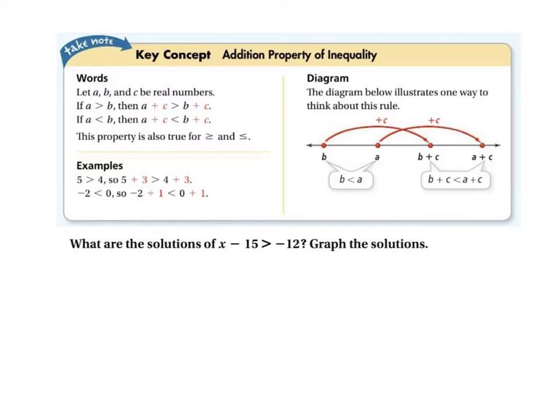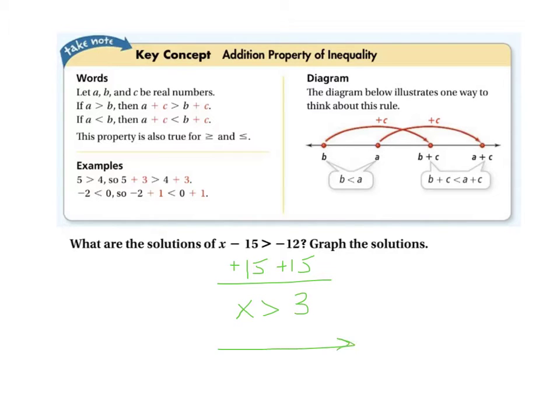So how would I start this inequality where I'm actually solving for X? Here we have X minus 15 is greater than negative 12. We're going to reverse what was done to our variable, so we're going to add 15 to each side. Please forgive me, I'm using one of my less high-quality styluses. All right, so we add 15 to each side. We get X is greater than 3.